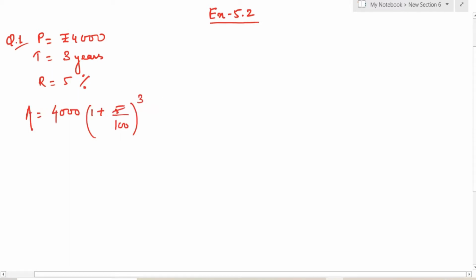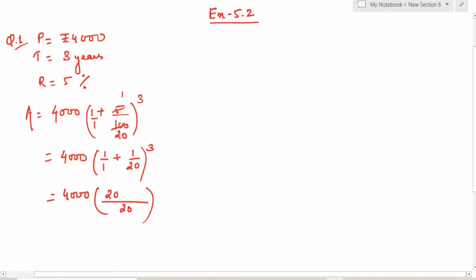Now, we know that 5 ones are 5, 5 twos are 10, 0s are 0. At last we have 4000, here it is nothing, meaning 1. So we have 4000 into (1 plus 1 by 20) whole cube. On further solving, we will get 4000, and 20 will be the LCM. So 20 ones are 20 plus 1 ones are 1, whole cube. So finally, we are getting the amount as 4000 into (21 upon 20) whole cube.